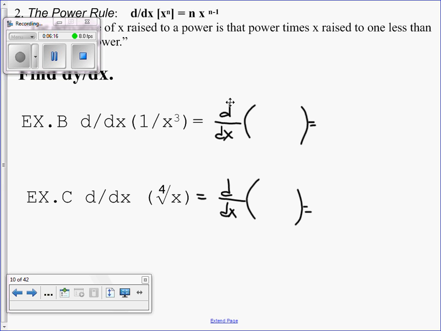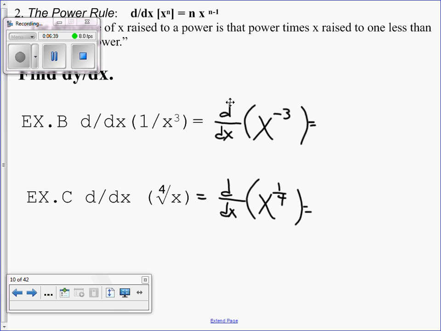Who's ready to answer? You ready? Actually, I'm going to want one person just to tell me what the rewrite would be. Not even taking the derivative, just how you would write each of these things. All right, the first one, 1 over x cubed is the same as x to negative 3. And what about that 4th root of x? X to the 1/4. Very good. You got to be able to do that first.